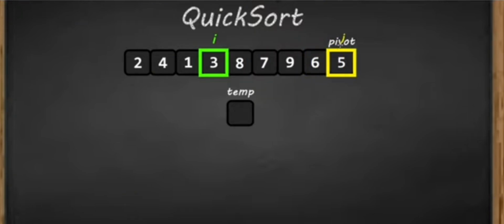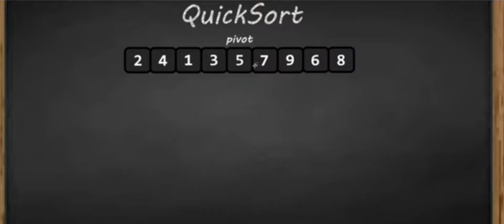Here's the next step after our index j reaches our pivot. We now know where the final resting place of our pivot is going to be. It's i incremented by 1. So we will increment i, then swap the value at index of i with the value at our pivot. Our pivot is now within the correct place.